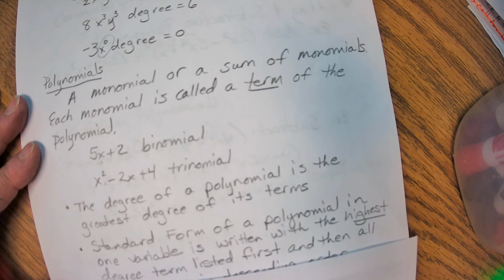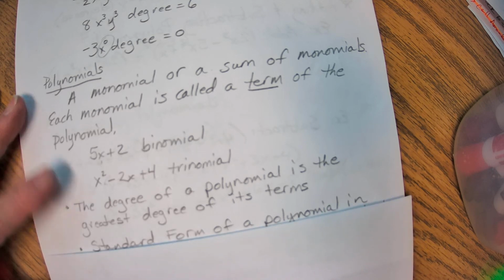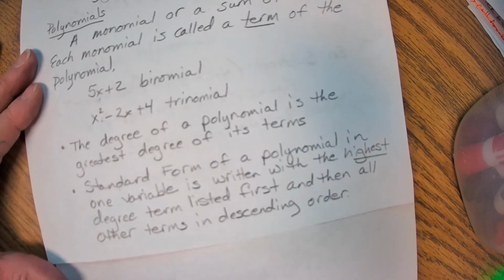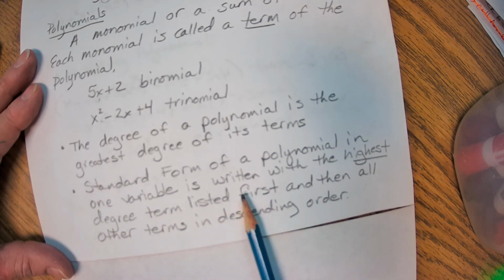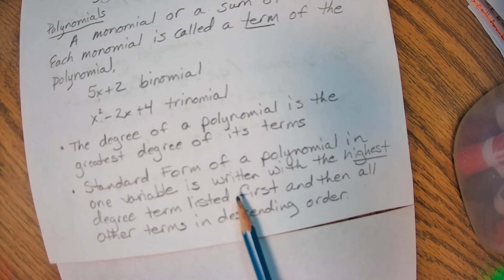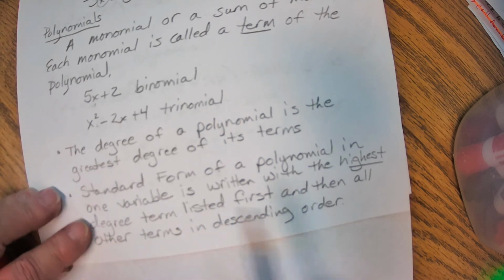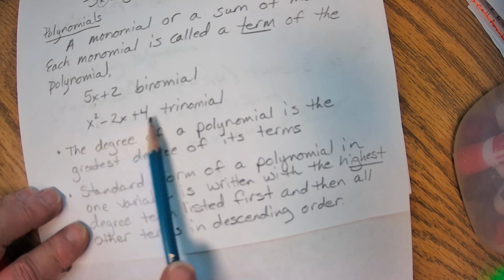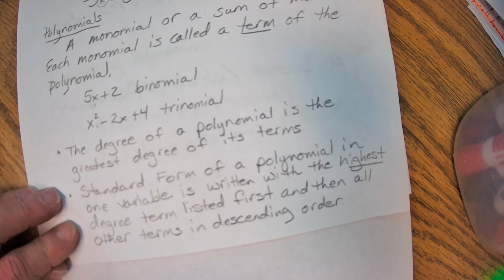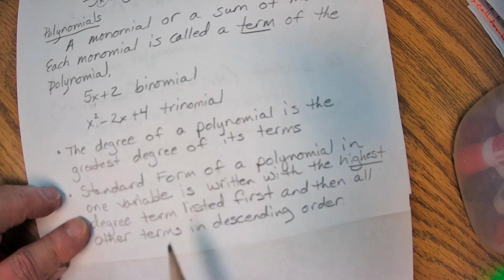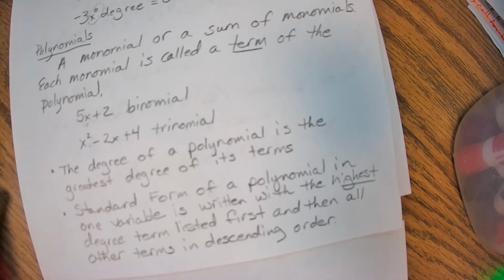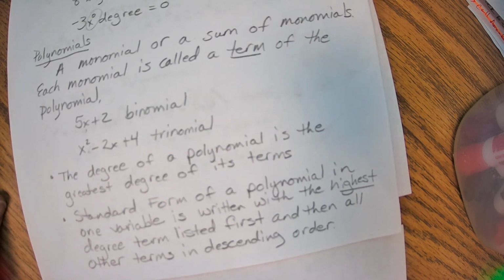And we often talk about standard form. We want to put our polynomials in standard form. And to do that, and generally standard form is only when we're talking about a polynomial in one variable. Like this is a polynomial in x. There's only one variable. So you start with the highest degree term listed first, and then all the other terms are listed in descending order of their degree.